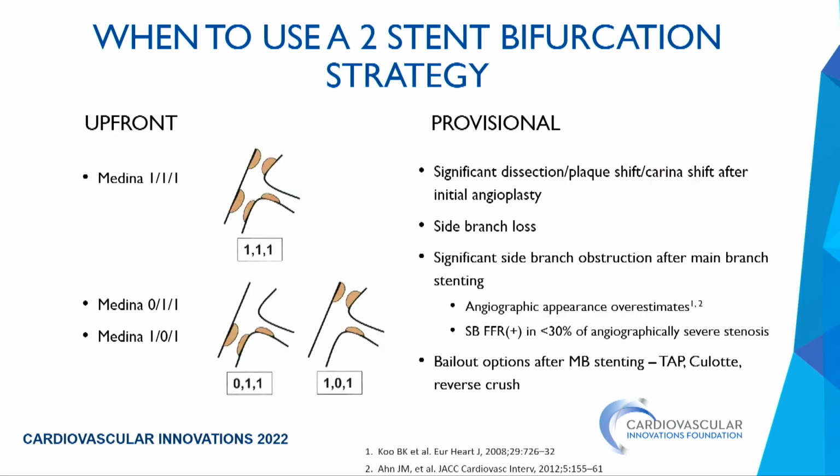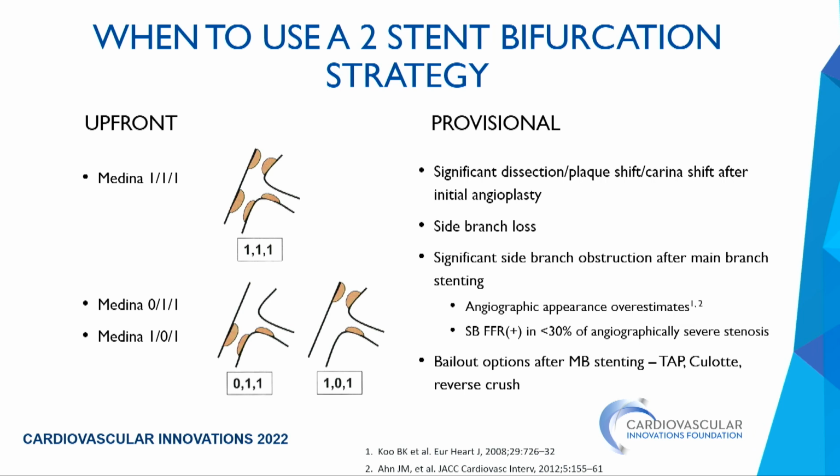So when do I use a 2-stent bifurcation strategy? Well, up front, I oftentimes will do this in patients that have a Medina 111, where there is really a significant amount of disease in that side branch. And likewise, Medina 011 or 101, where that side branch is A, of significance, B, with a tight stenosis, and C, with a relatively long lesion of more than just a millimeter or 2. And then there's a provisional 2-stent strategy.